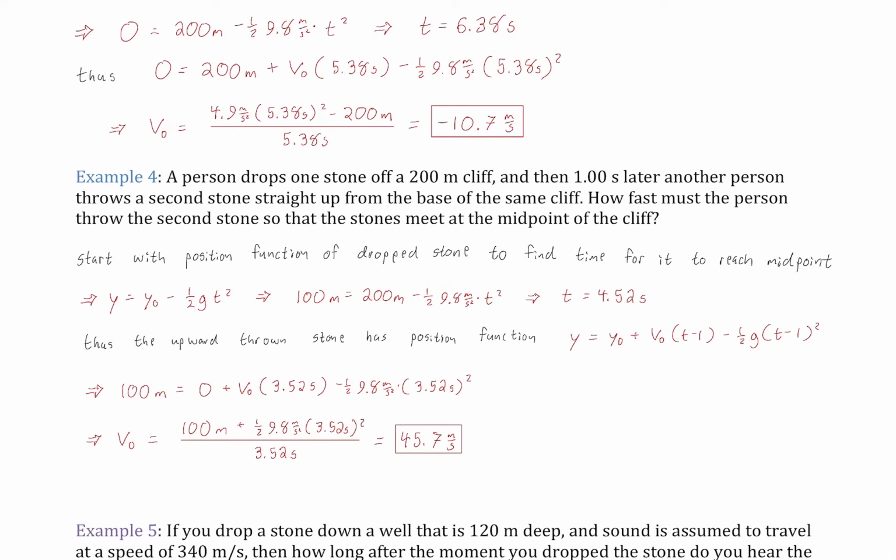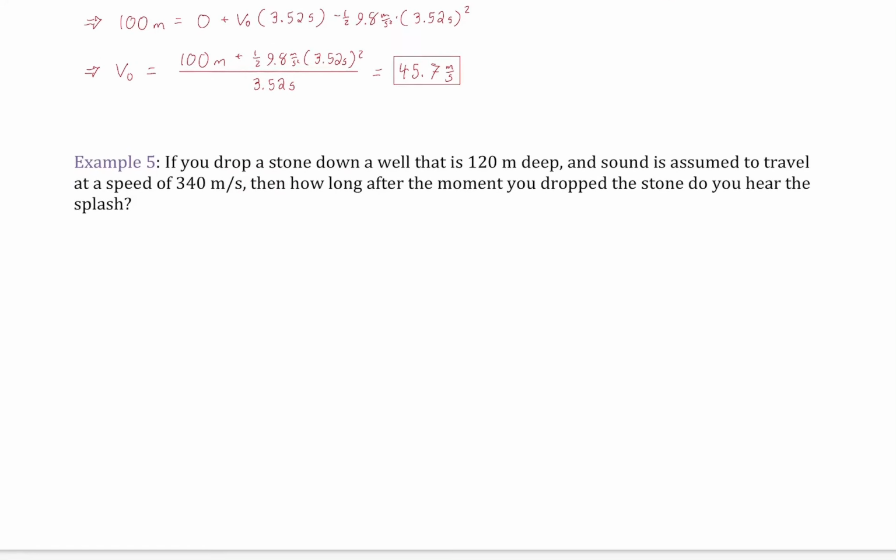Okay, and this time we solve for v naught, and we get a positive value, of course, because it's up. That's the only way this would work. And it's much larger, right? Because first of all, they're meeting somewhere sooner. And second of all, the thrown stone is working against gravity, whereas before the thrown stone had gravity to assist it in catching up. All right. Pretty cool. Here's the one with sound.